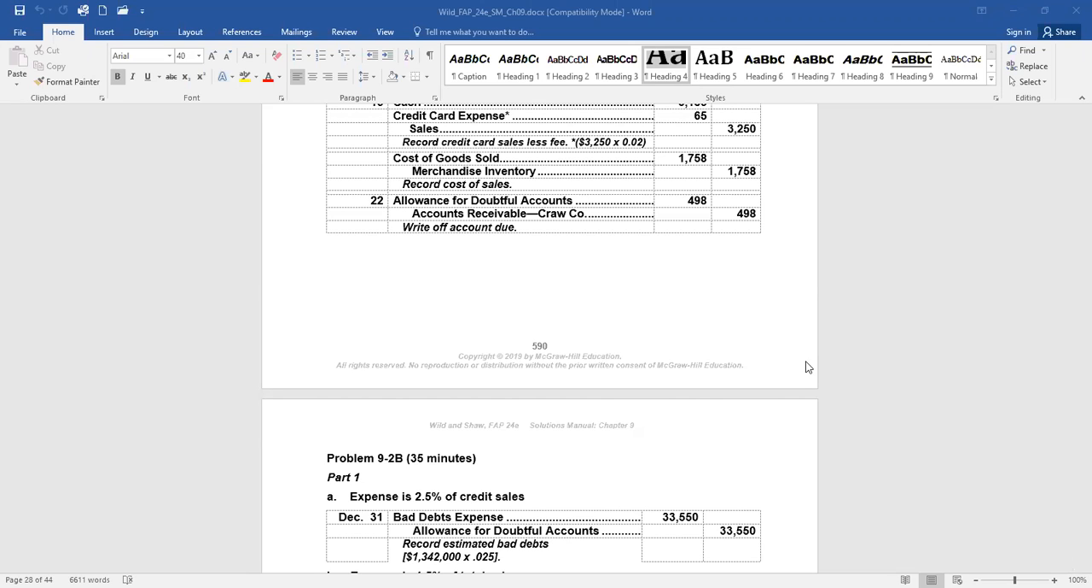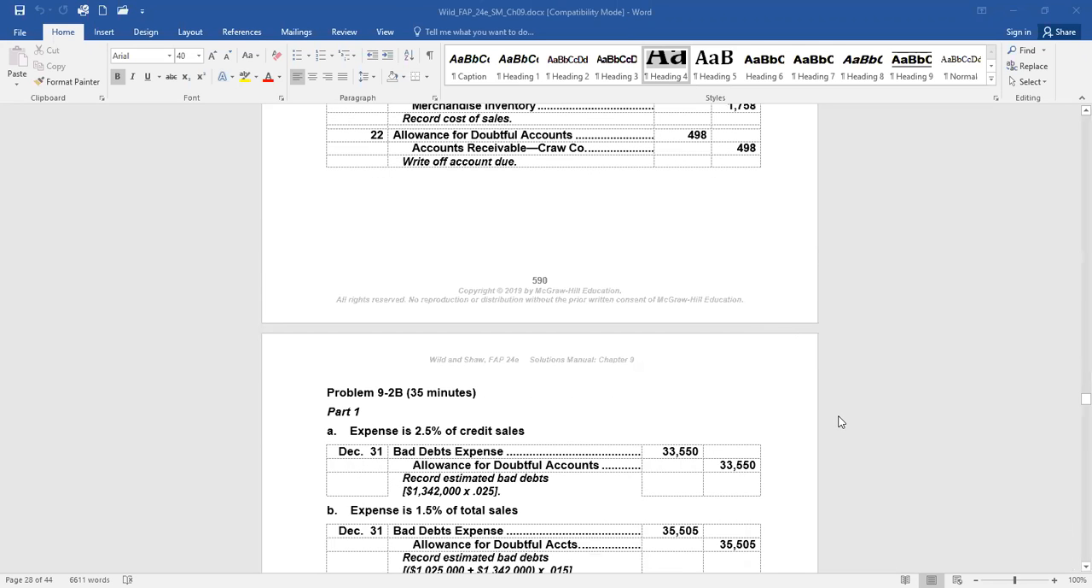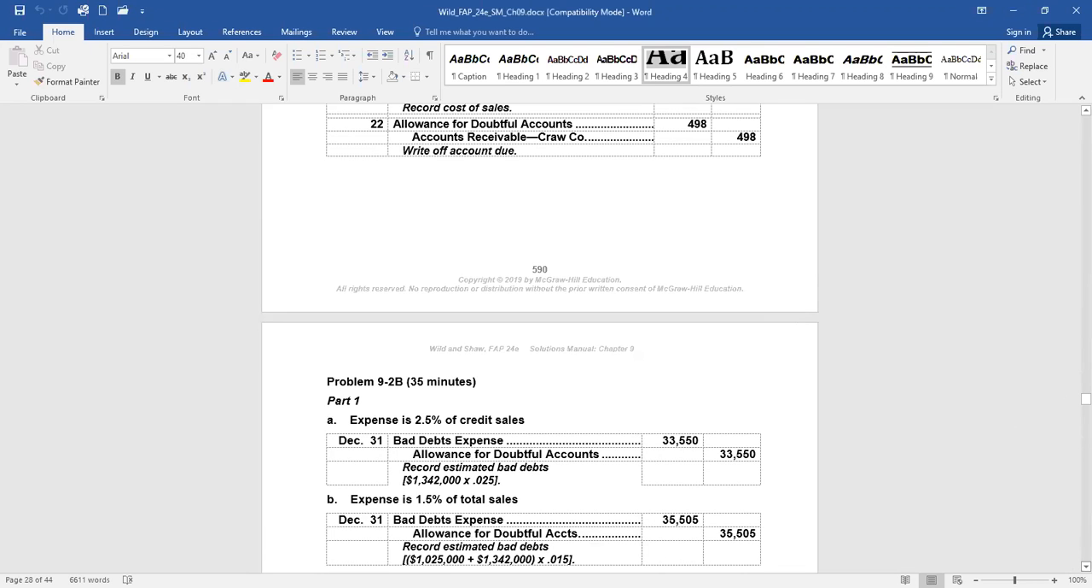Under the second scenario, in B, bad debts are estimated to be 1.5% of total sales. So now we're just going to use our total sales amount, still using sales. So we're going to add the credit sales to the cash sales and then multiply that by 1.5% and get $35,505. Again, debiting bad debt expense for that $35,505 and crediting the allowance for doubtful accounts, $35,505. So those are two ways of estimating, both using sales.